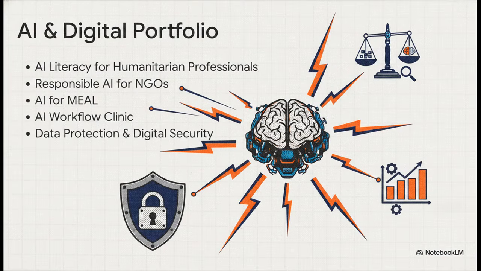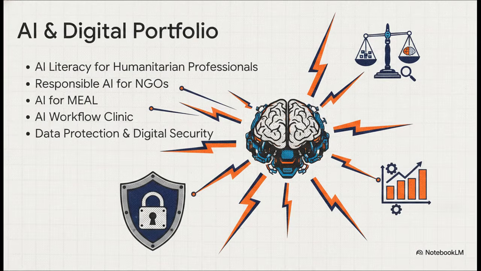And this digital portfolio covers massive ground. It builds entirely from the ground up. It starts with basic AI literacy, teaching professional judgment rather than just button clicking. From there, it scales up to responsible AI, where teams are mapping actual use cases. Then it branches into specialized workflows for MEAL, which, if you aren't familiar, stands for Monitoring, Evaluation, Accountability, and Learning. They also have workflow clinics for running reversible pilots, and of course, those absolutely critical foundations in data protection and digital security.